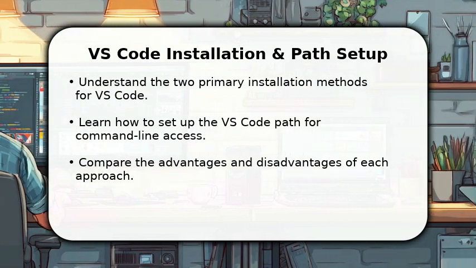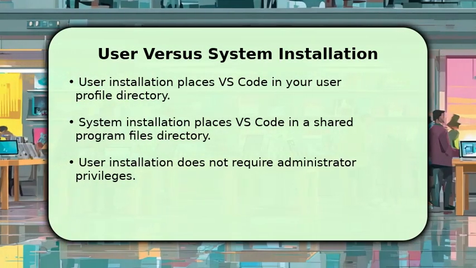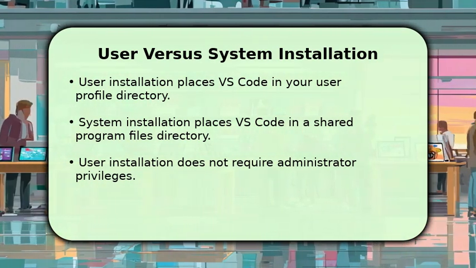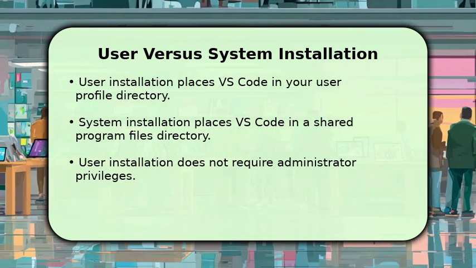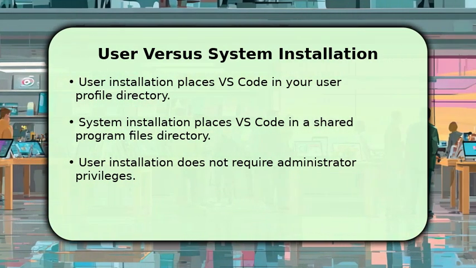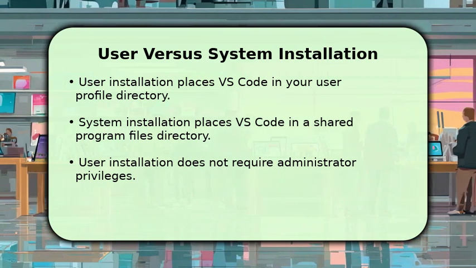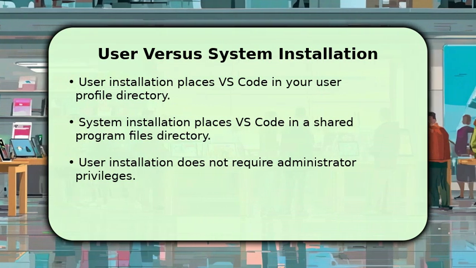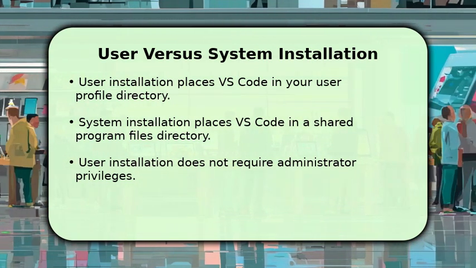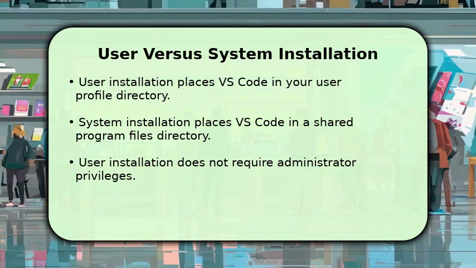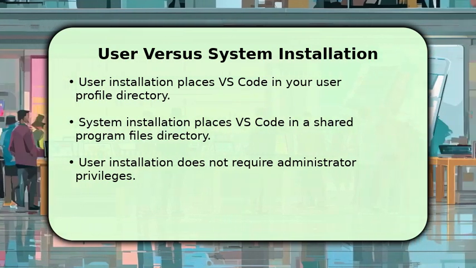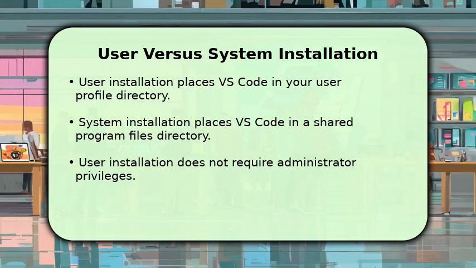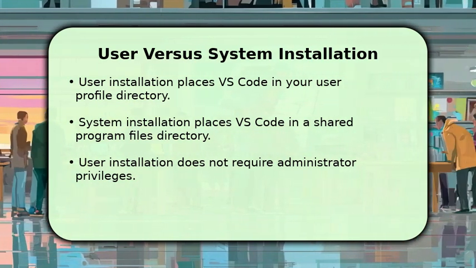development environment. When installing VS Code, you typically choose between a user installation or a system-wide installation. A user installation places the application within your personal user profile, requiring no administrator privileges. This is perfect if you're on a shared computer or don't have admin access. Conversely, a system installation places VS Code in a common program files directory, making it accessible to all users on the machine. This option usually requires administrative permissions during the setup process.